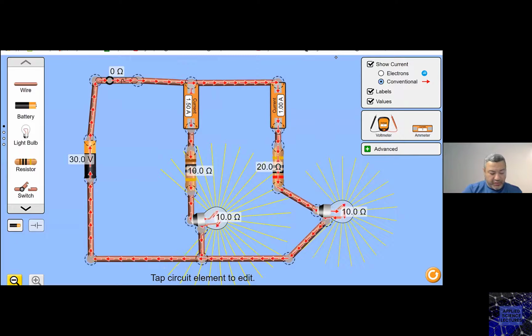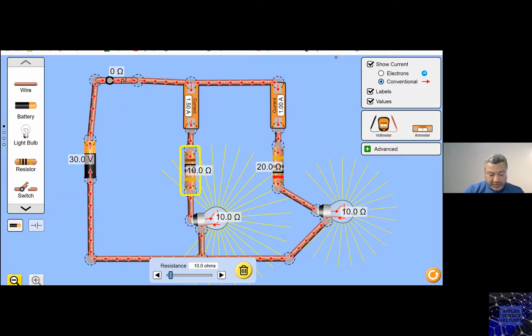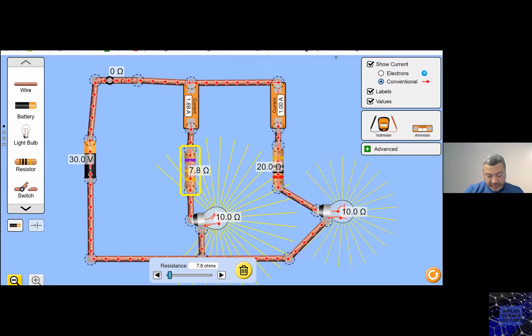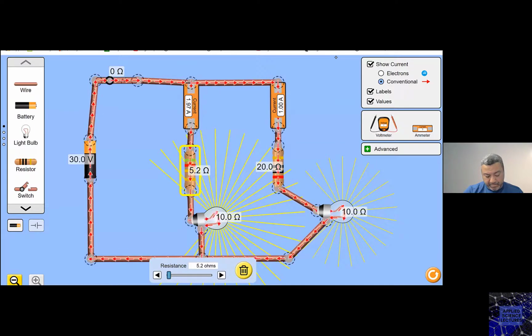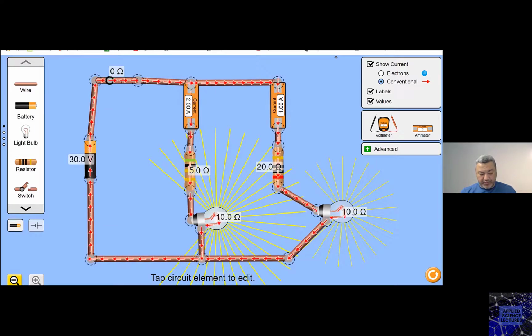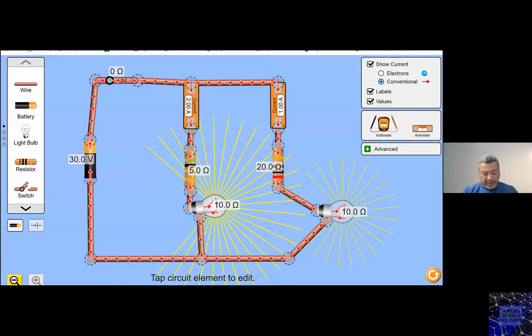Okay. So if we try to reduce this resistor to 5 ohm, you will see that the intensity of the light became higher. And notice that the current flowing in the branch that has the 5 ohm is now twice the current flowing in the branch that has the 20 ohm.